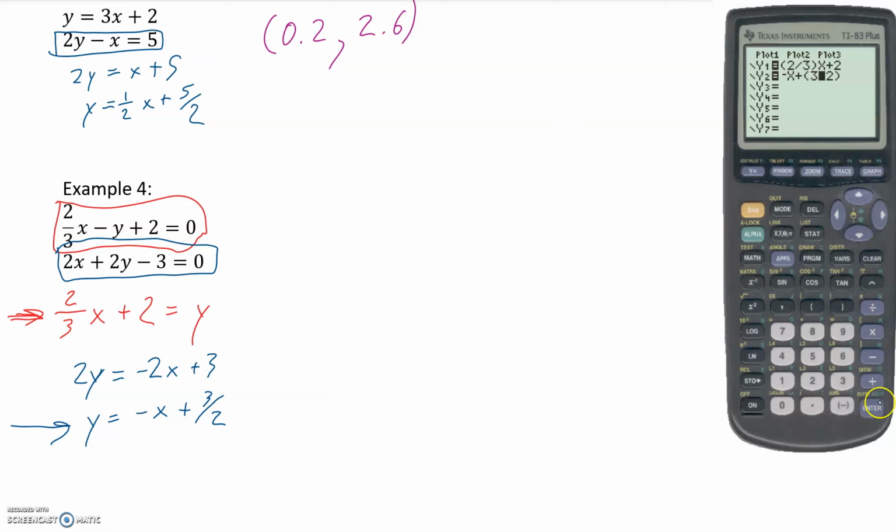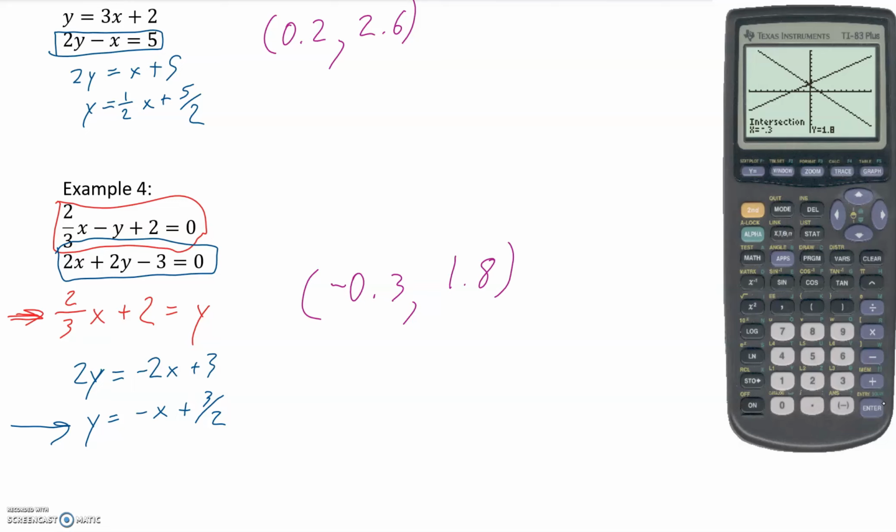Okay, so where you have those lines, now we're going to graph it. Okay, and there's our graph. So we do second function, calc, intersect, somewhere over there. So enter, enter, enter. I was a little bit off, but you know, close enough. So now we're going to get negative 0.3, comma 1.8. And that is our answer.